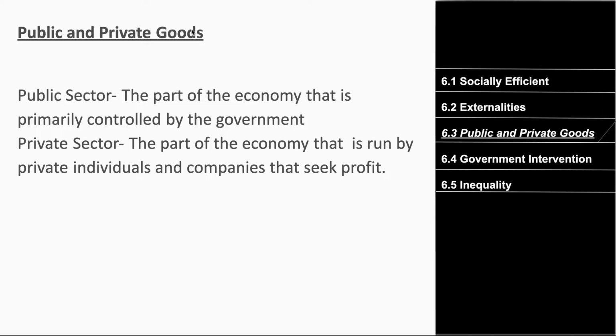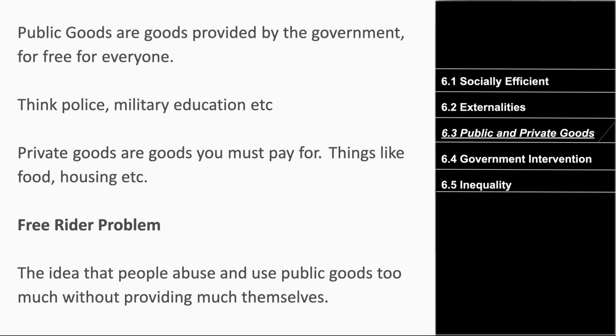So now there's 2 different types of goods that the government or private firms provide. For definition, a public sector is the part of the economy that is primarily controlled by the government, so the government controls the public sector, and the private sector is the free market sector of the economy, where businesses and companies and private individuals operate. So remember, public sector is government, private sector is individuals and businesses.